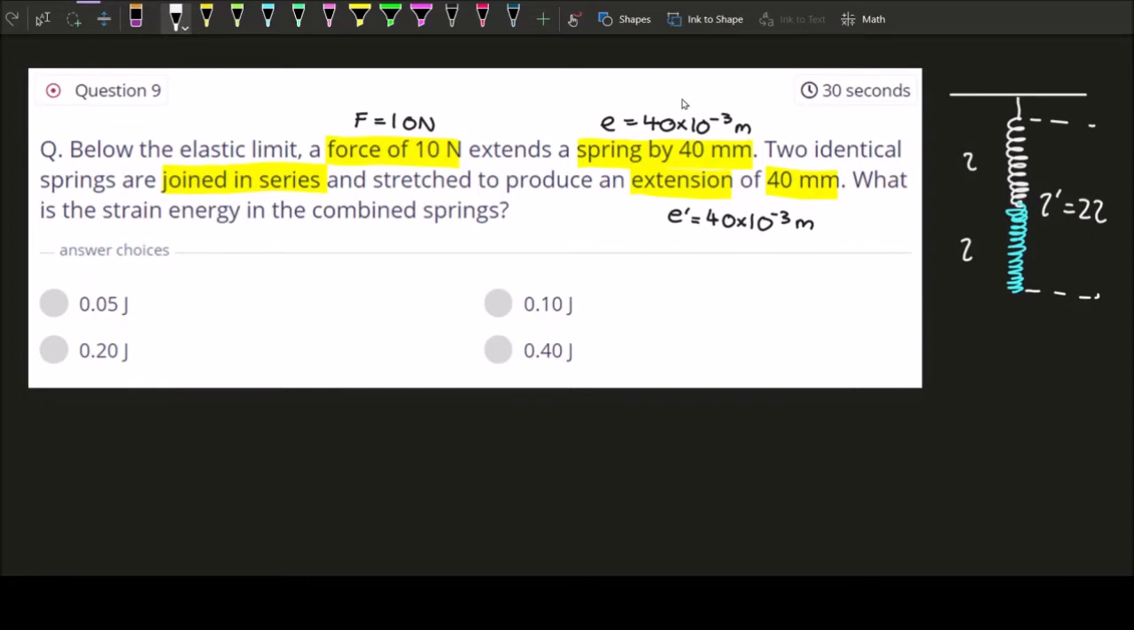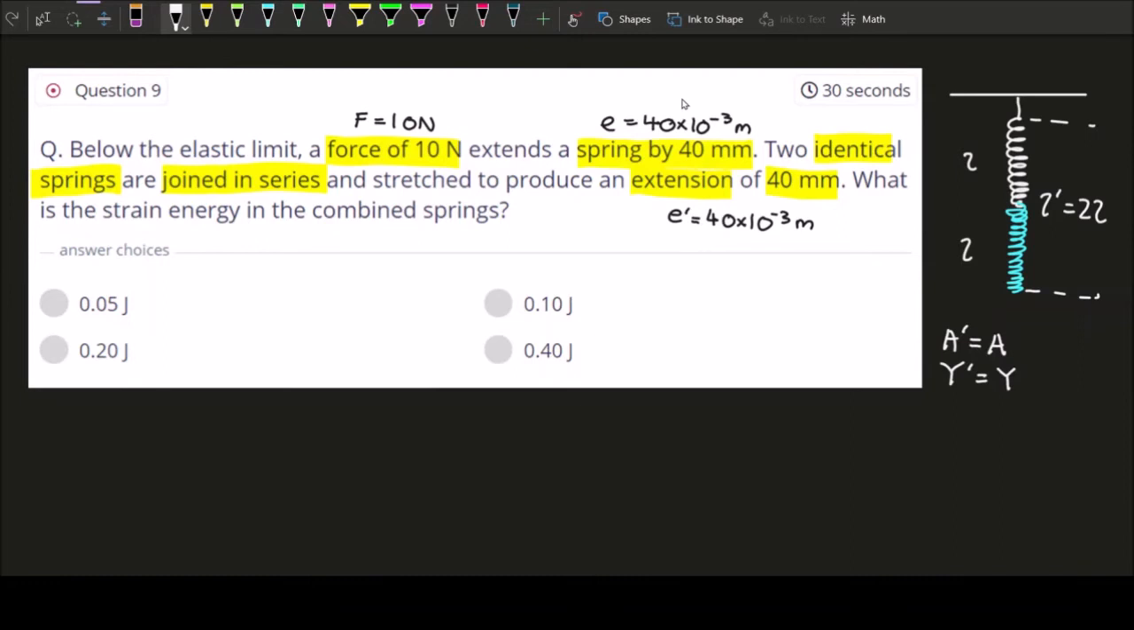You might be thinking, does it affect the Young's modulus? Well, probably, but they mention here that the spring is identical. If the spring is identical, it means the length is the same, then you also can say that the cross-sectional area will be the same. The new cross-sectional area will be equal to the old cross-sectional area. Then you can also say that because they are identical, they are made of the same material, so the new Young's modulus will be equal to the old Young's modulus. Okay, so with that said, I think we have everything clear already.